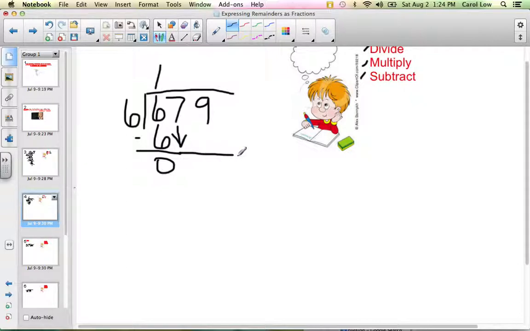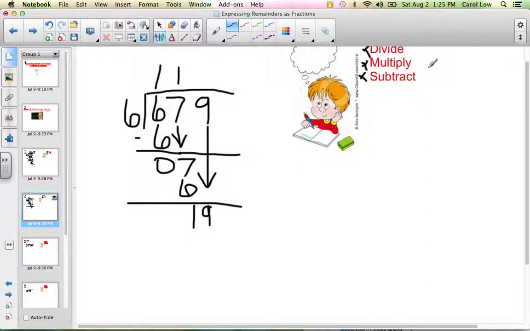I'm going to extend that a little bit. And I'm back up here. I divide. 7 divided by 6 is 1. And then I multiply. 1 times 6 is 6. And then I subtract. 7 take away 6 is 1. And then I bring this down. And I start all over again.